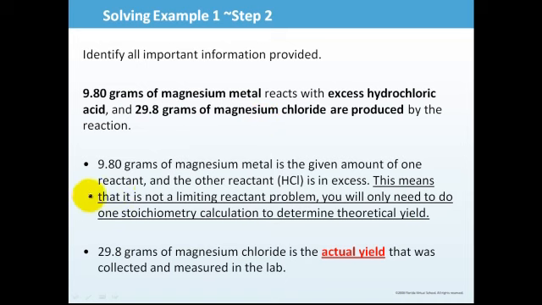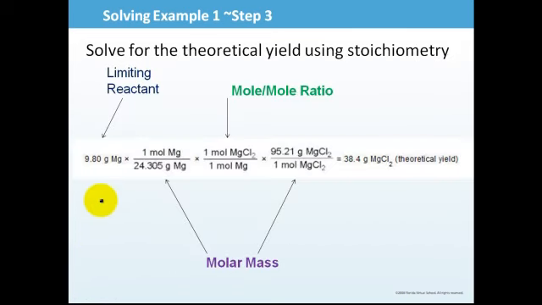So we're going to start with the 9.8, and we're going to use that to determine the theoretical yield. And the actual they gave us is 29.8. So how do we do that theoretical? Well, let's look at the next slide here.